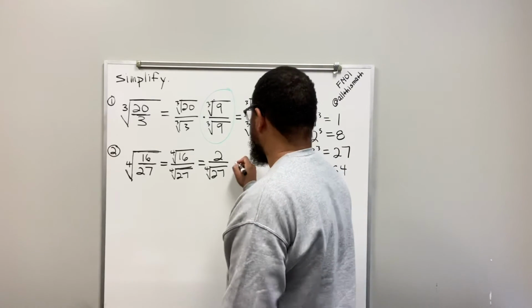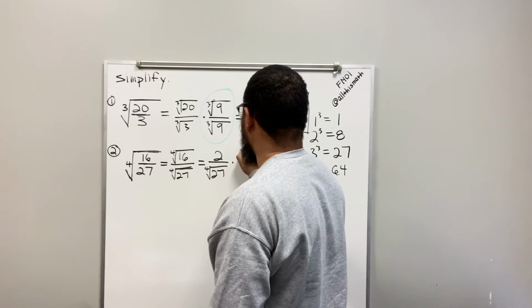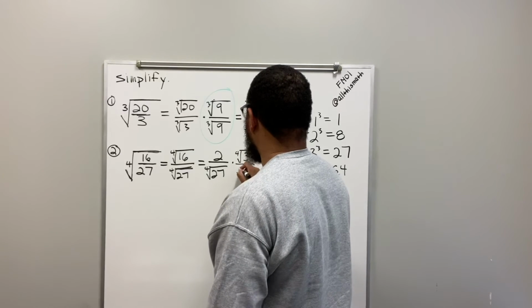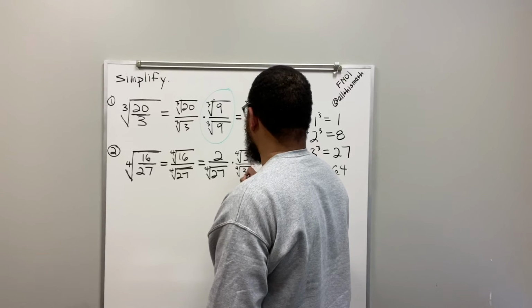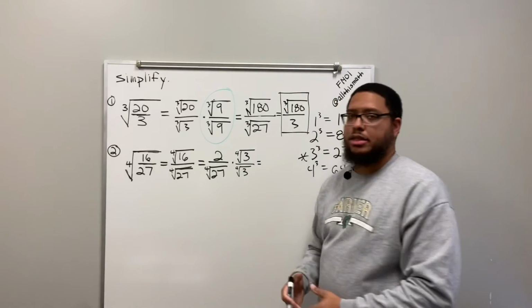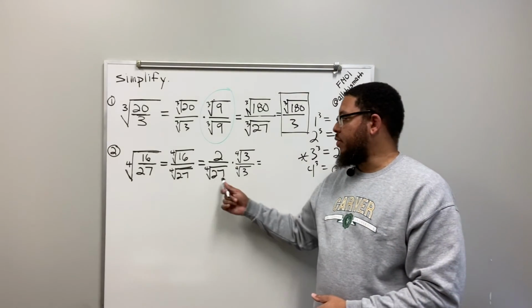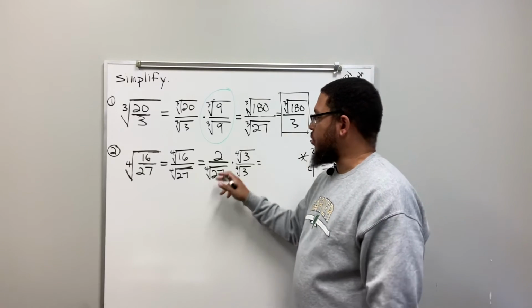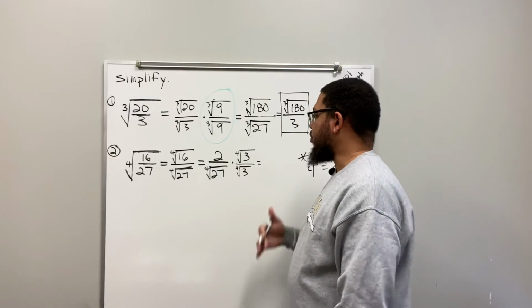So watch this. That means I'm going to multiply by the fourth root of 3 on top and the fourth root of 3 on the bottom. Because that's going to create the scenario that I want. What I want is to get rid of the radical sign in the denominator. That's what I'm trying to get rid of, and that's going to create what I want.